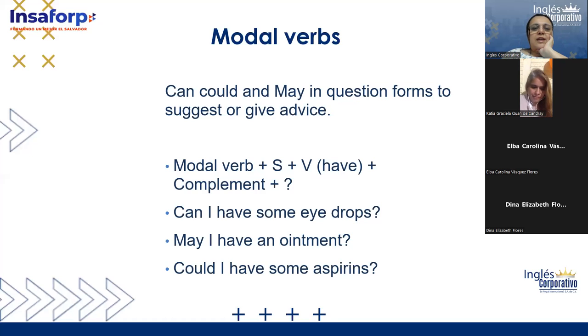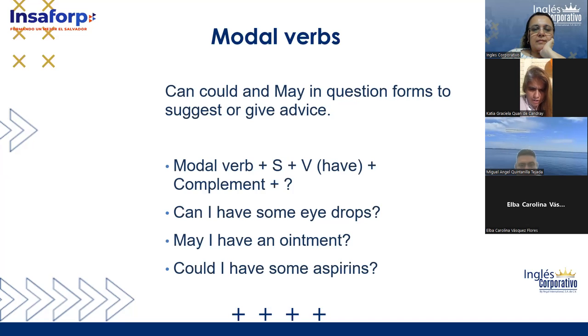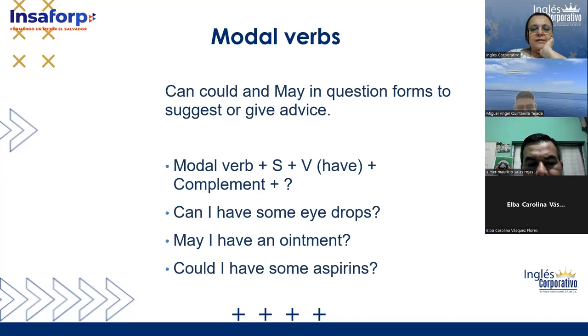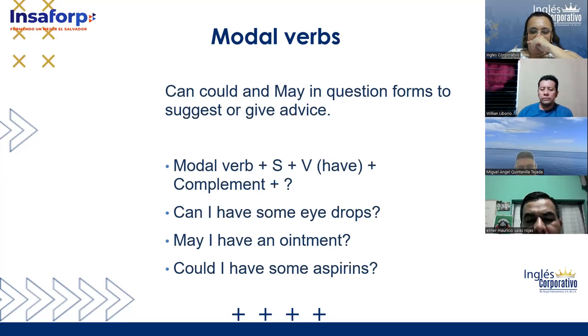Now, modal verbs. Can, could, and may, in question forms to suggest or give advice. Okay. Now, aquí está otra fórmula. La fórmula es modal verb plus subject plus verb, in this case, have plus complement. Can I have some eye drops? Repeat. Can I have some eye drops? May I have an ointment? Could I have some aspirins?